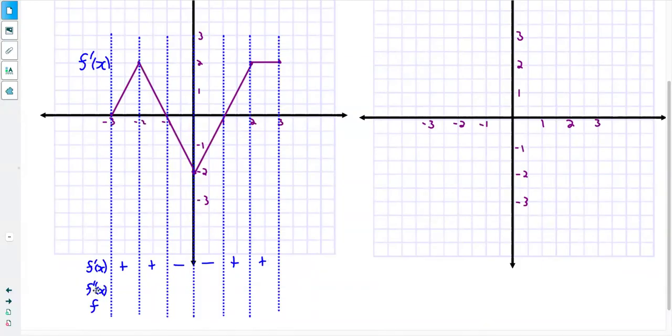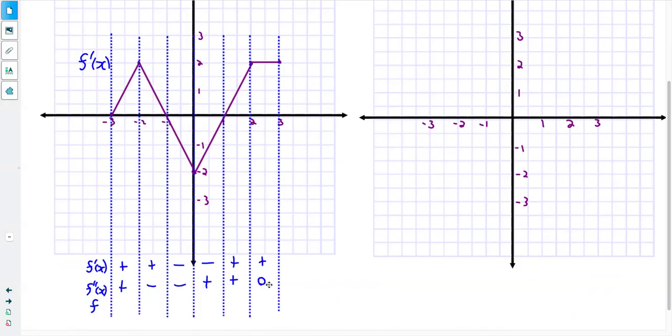Now, f double prime of x would be the slope of our lines here. So we can see the slope here is positive, so that's going to be positive. Here the slope is negative, so that's negative. Here our slope is negative, so that's negative. Here it's positive, so that's positive. Here it's positive, so that's positive. And here it would be 0.